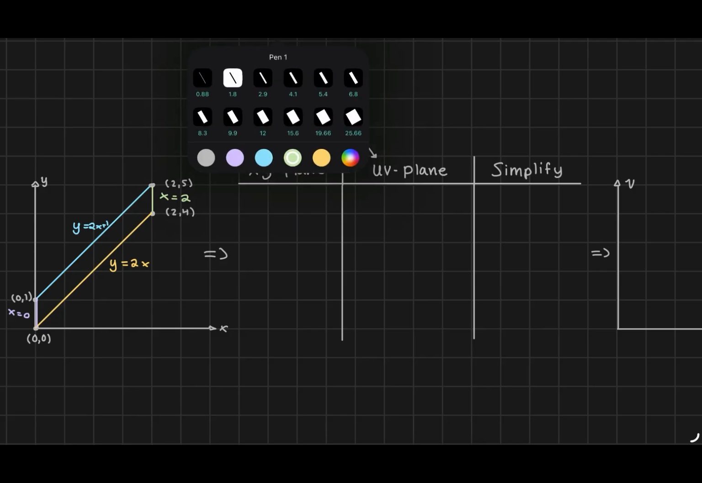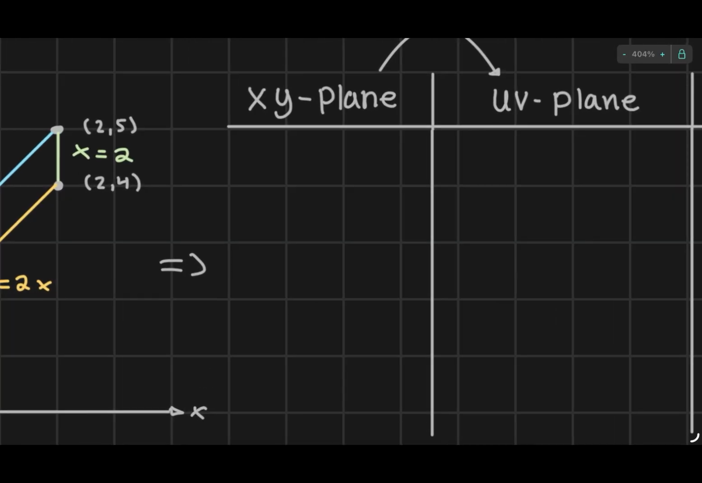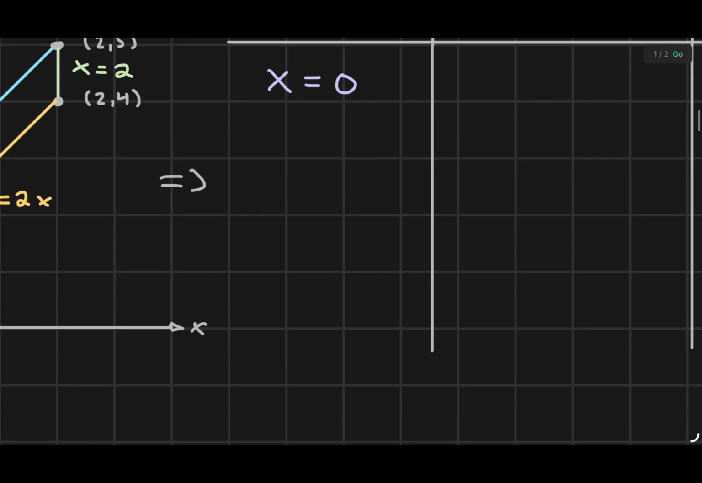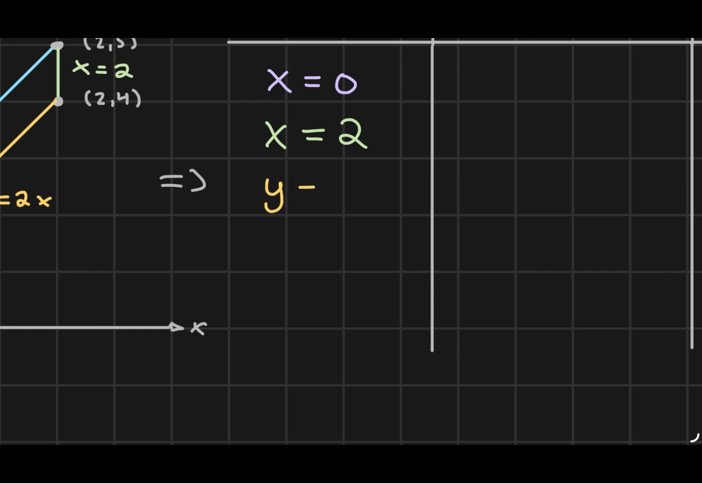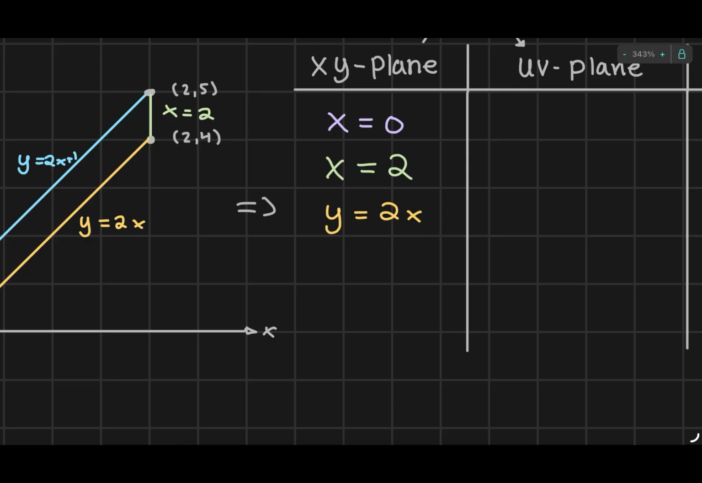So what are our equations in the xy plane? We already just solved those. We're going to have x equals 0. We're going to have x equals 2. And you'll find that I really enjoy color coding whenever I am doing these. We're going to have y equals 2x right there. And then we're going to have y equals 2x plus 1.